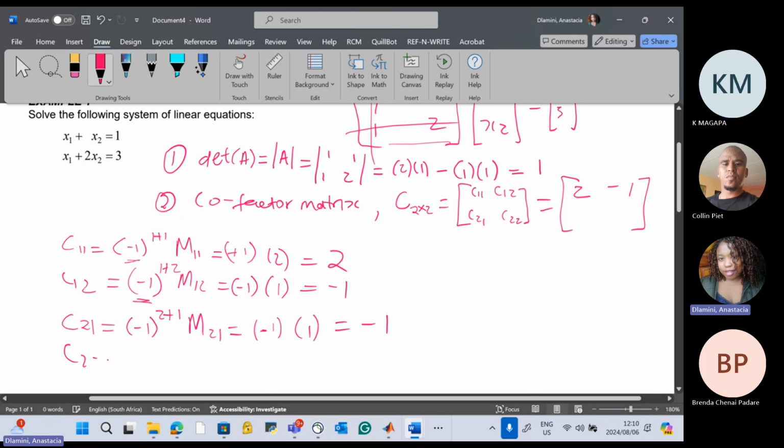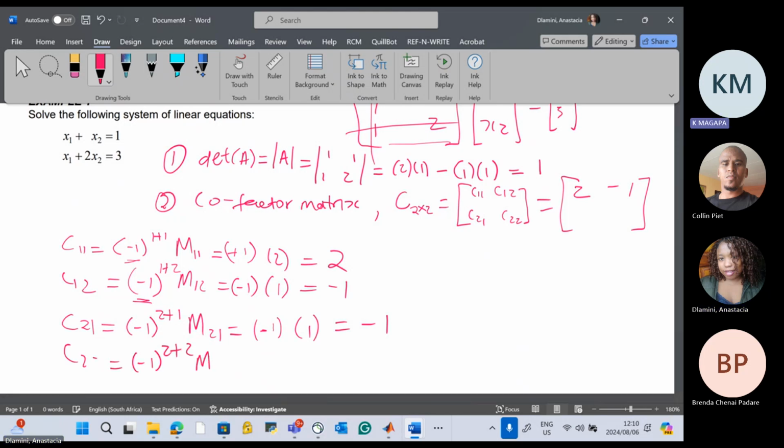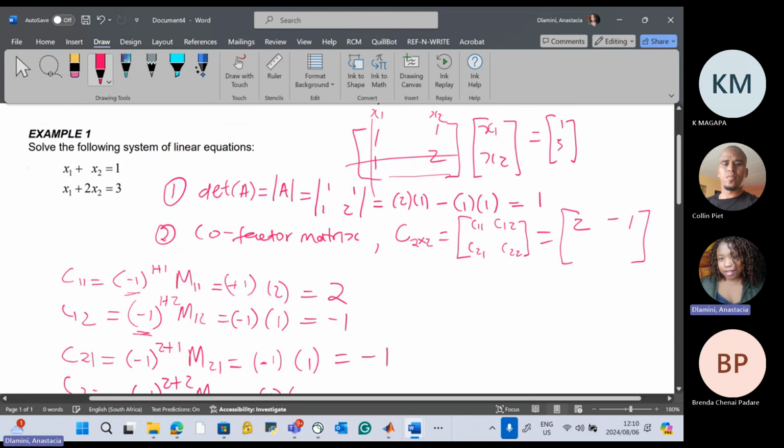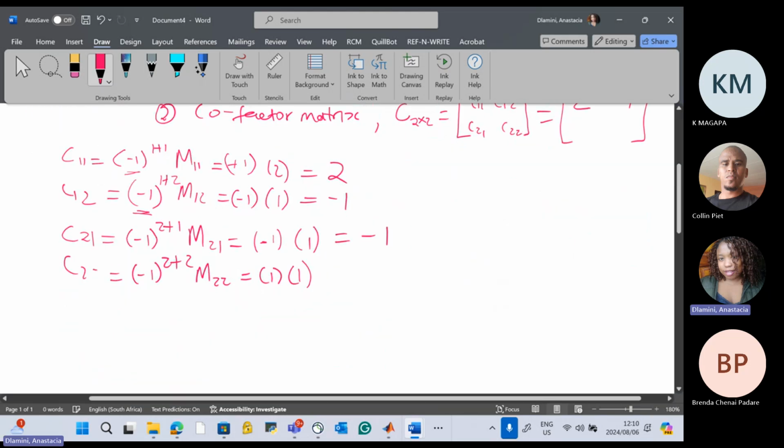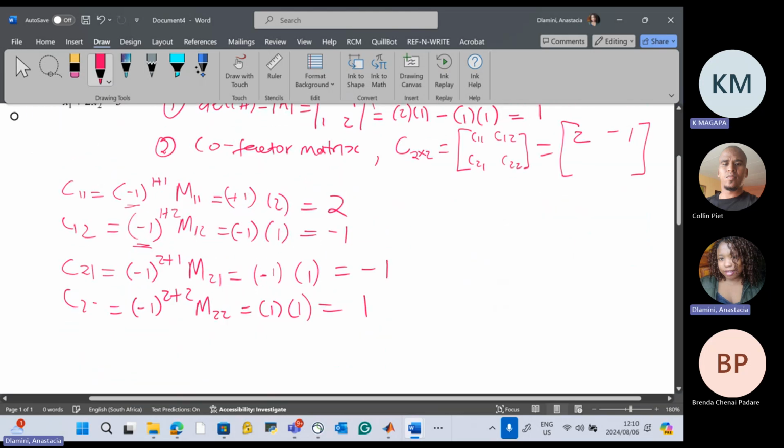Then C22. It will be positive 1. Second row, second column, so we are left with 1, which is positive. So the cofactor matrix has 2, negative 1, negative 1, and positive 1.